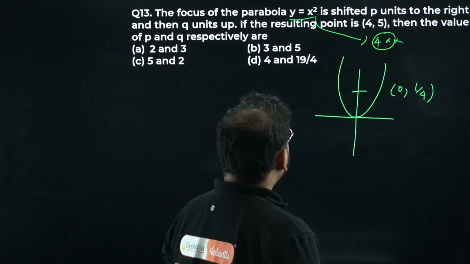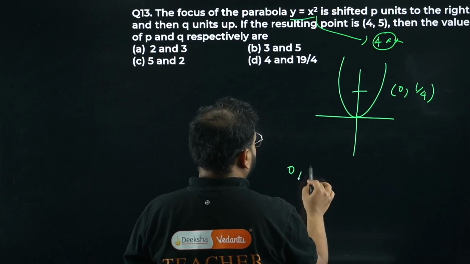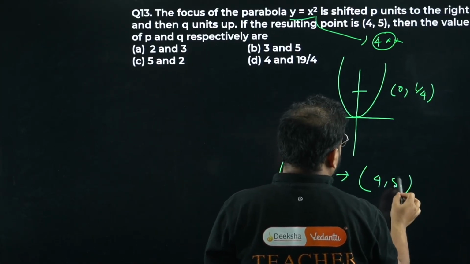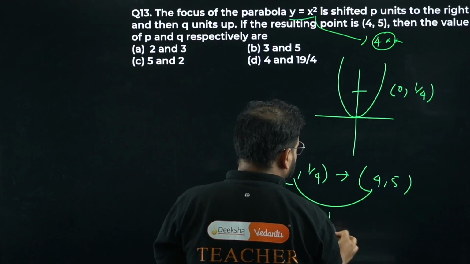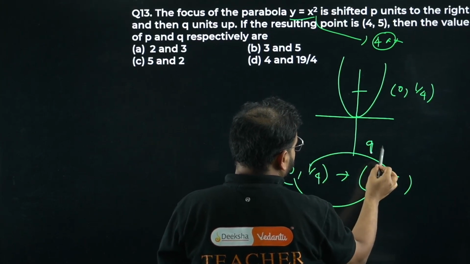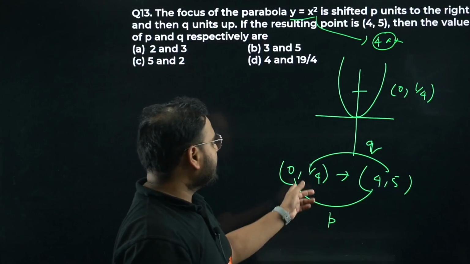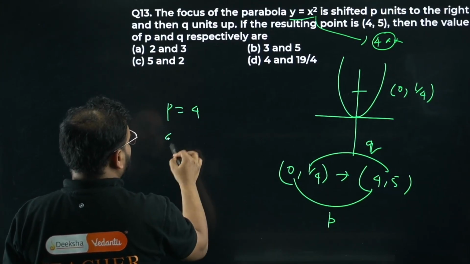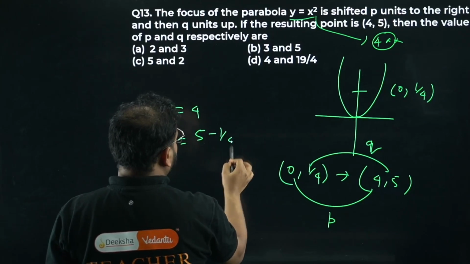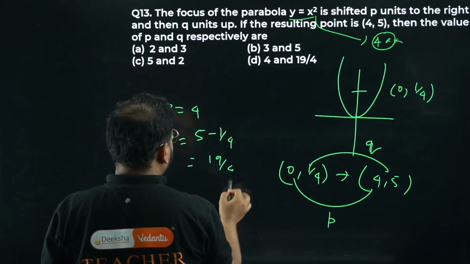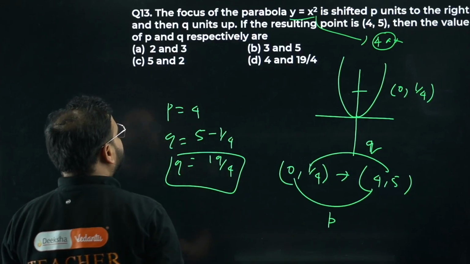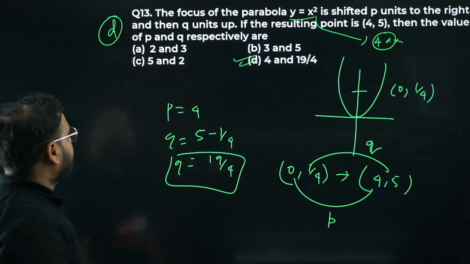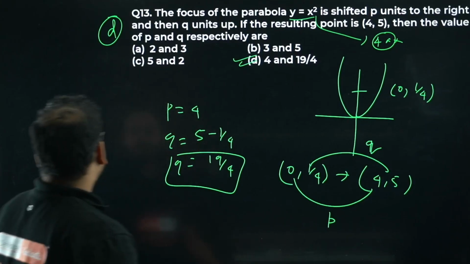So you will have a value as 1 by 4. Okay, great. So now they are saying that 0 comma 1 by 4 has been shifted to some point 4 comma 5. The shift in x is p and the shift in y is q. Right, so p towards the right and q towards up. So you have p value as 4 and q value as, please check, 5 minus 1 by 4. So I get 20 minus 1, so 19 by 4. Q is 19 by 4, P is 4. Option D is correct. Please check. Option D is correct.